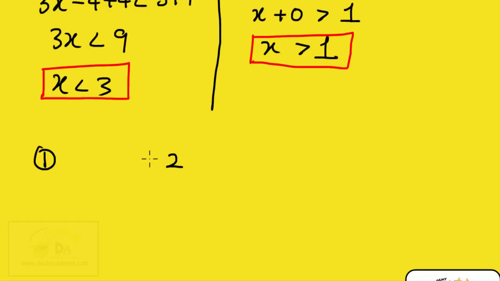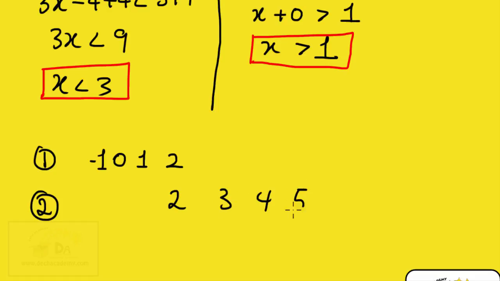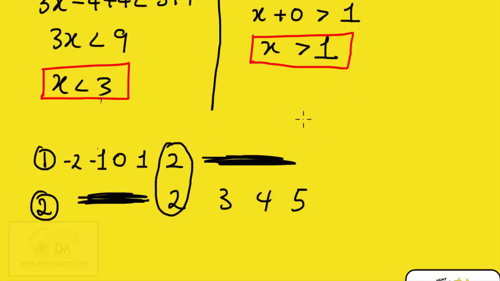So let's look at the integer numbers now: 2, 1, 0, minus 1, and so on. For the second inequality, we need values of x that are greater than 1, such as 2, 3, 4, 5. There's no overlap beyond that, if we're just considering whole integer numbers. So which values are in the solution set of both? These are the solutions to this, and these here are solutions to this. Another way to put this is to just look at a number line.